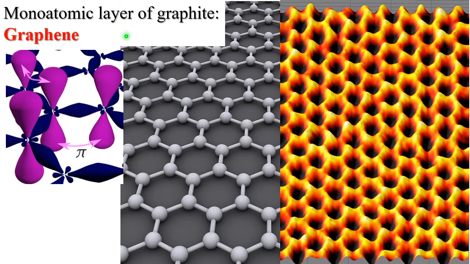Relatively recently, around 10 years ago, one more form of carbon was discovered, which is graphene, a monoatomic layer of carbon atoms, and this is actually a photo of it with an atomic force microscope. Again, we have pi bonds and sigma bonds between carbon atoms.